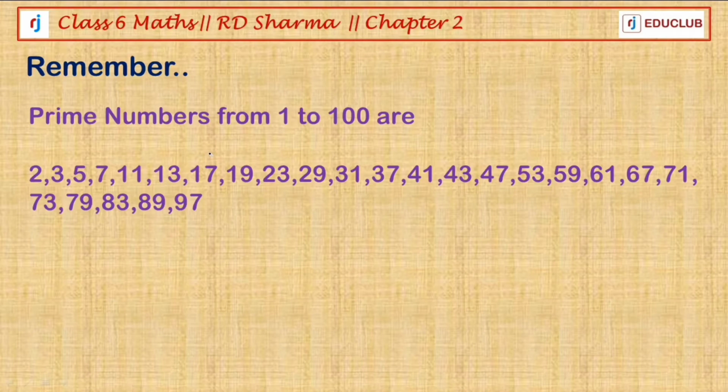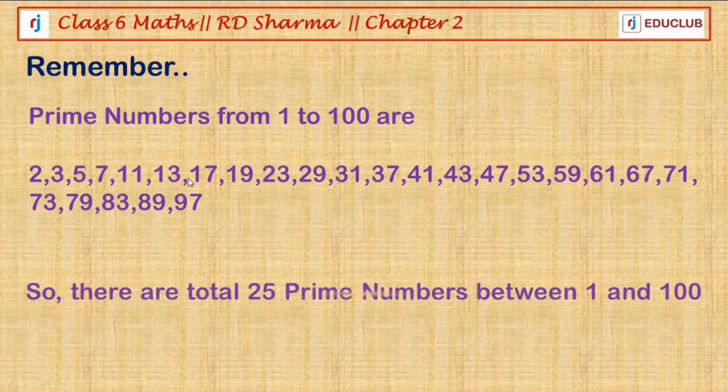These have only 1 and the number itself as factors. So these are the prime numbers between 1 and 100. There are a total of 25 prime numbers from 1 to 100.